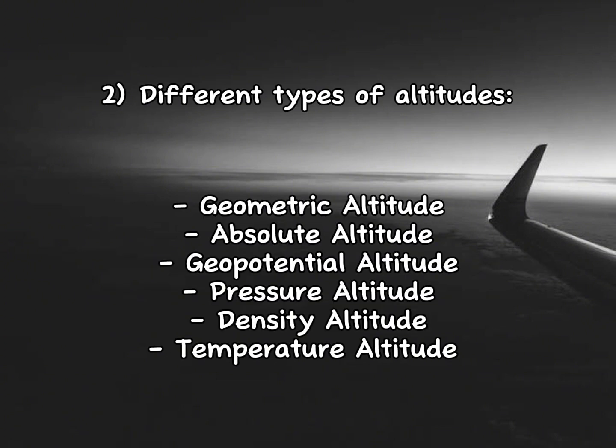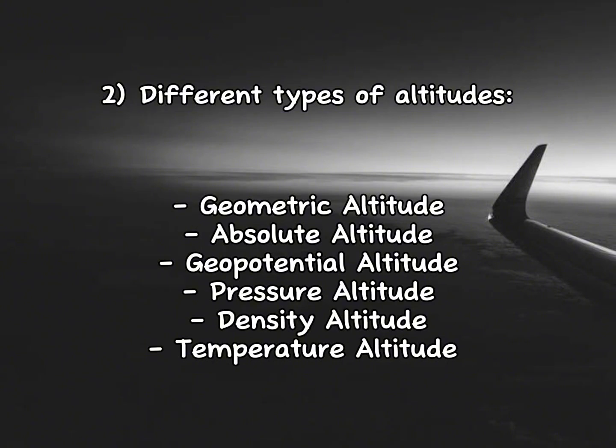There are different types of altitude, namely geometric altitude, absolute altitude, geopotential altitude, pressure altitude, density altitude, and temperature altitude. So let's talk about geometric altitude. Geometric altitude refers to the actual altitude measured from the sea level or from the ground. The second one, absolute altitude, is the altitude measured from the center of the earth.